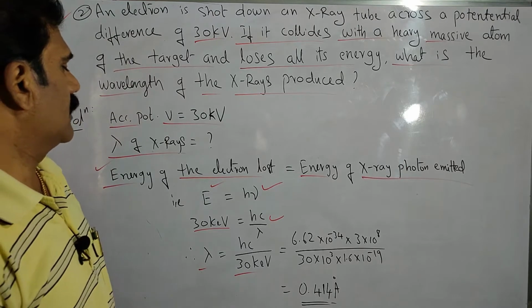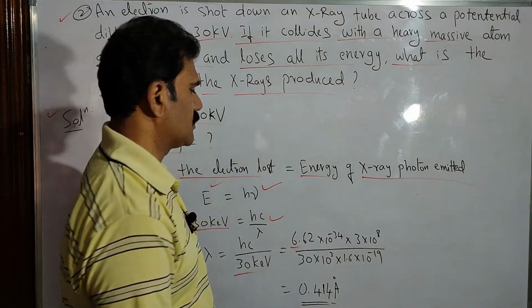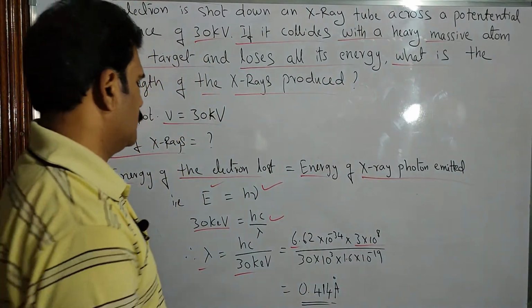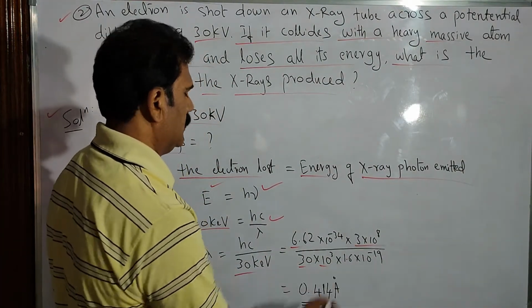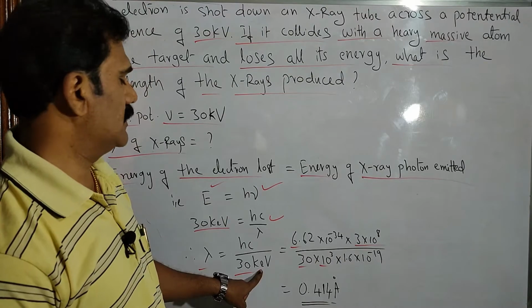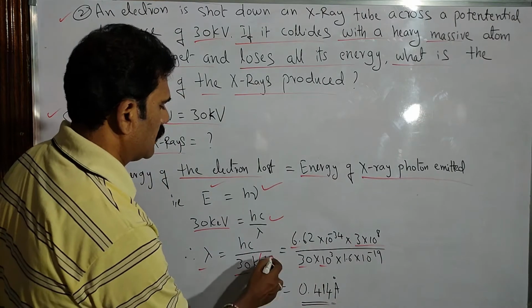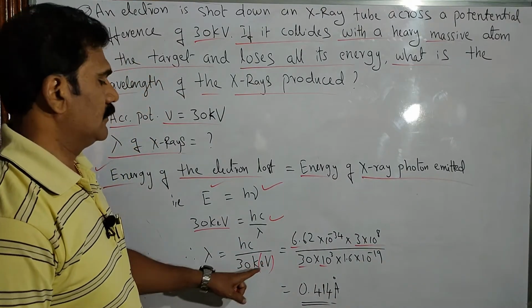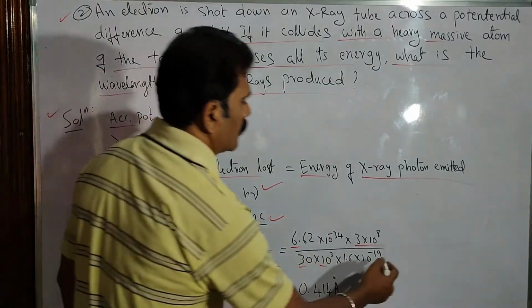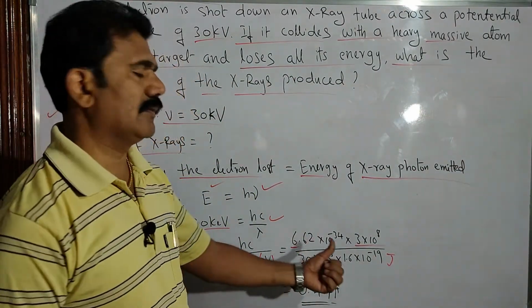Now substitute the values: H is 6.6 into 10 to the power of minus 34, C is equal to 3 into 10 to the power of 8, and 30 kilovolts is 30 into 10 to the power of 3. You have to convert it to joules, that is why you multiply by e. The unit here is electron volts, so in terms of electron volts you are taking the 30 kilovolts, and you multiply by 1.6 into 10 to the power of minus 19 so that the value is converted from electron volts to joules. In the calculation, always consider the energy in terms of joules.